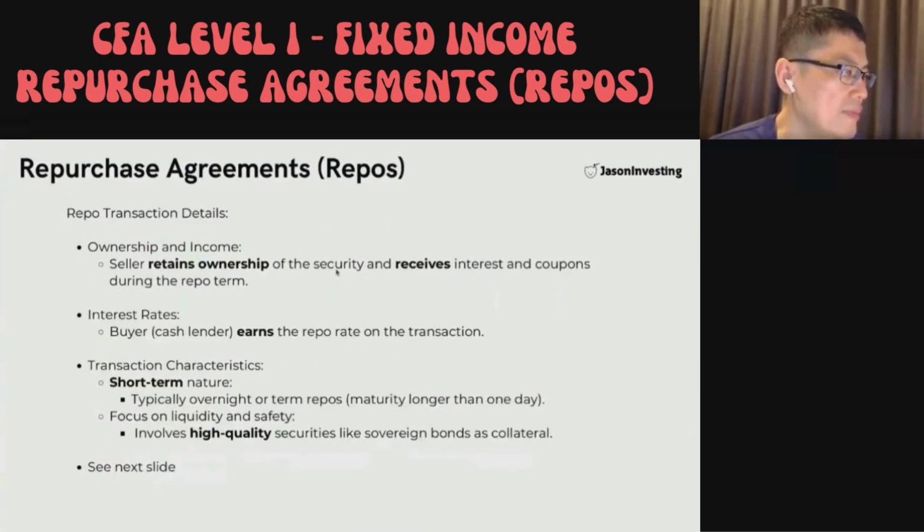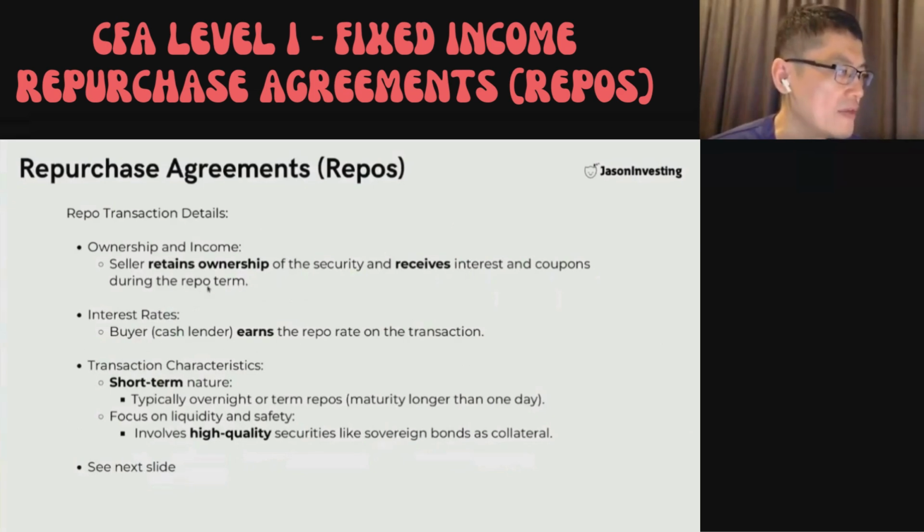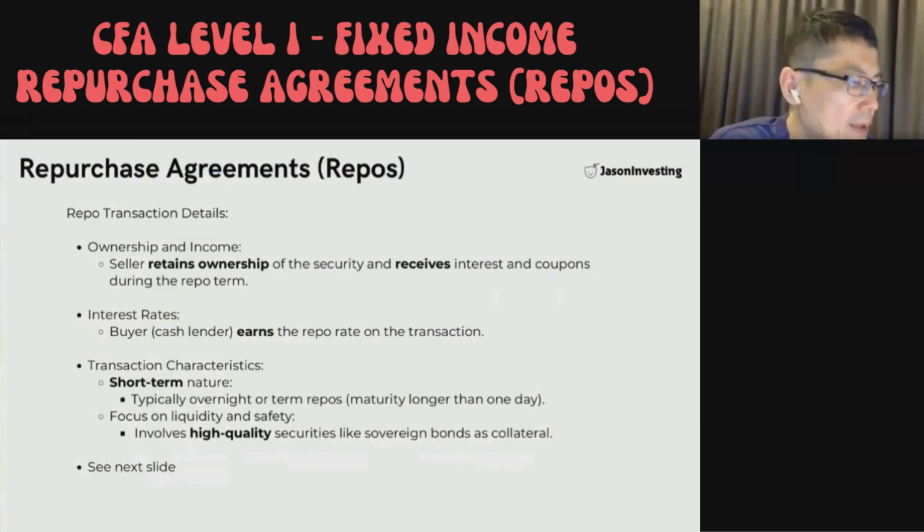Even though the buyer takes delivery of the security, the seller still retains the ownership of the security, which means that any interest payments during the repo term ultimately belong to the seller. What the buyer earns is the repo rate on the transaction. Repo is short-term in nature, and typically they're just overnight, but they can have a maturity that is more than a day, as we have seen in the example earlier.